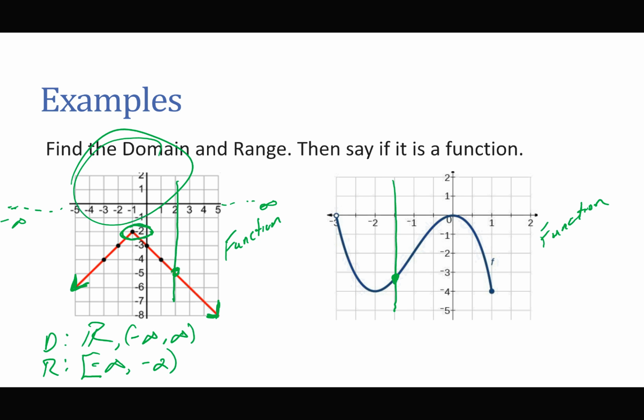We always want to write them in order from smallest to largest. So negative infinity is the smallest it's going to be, and it's going all the way up to -2.